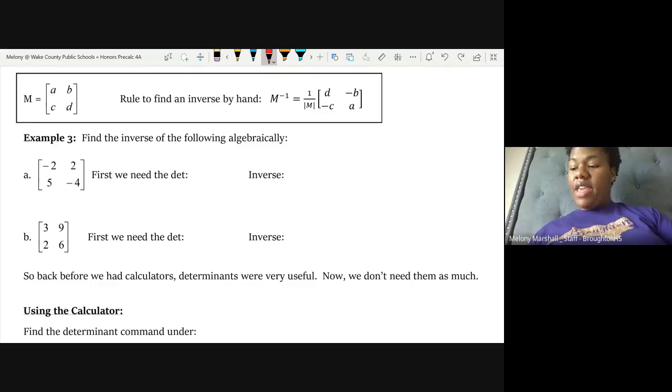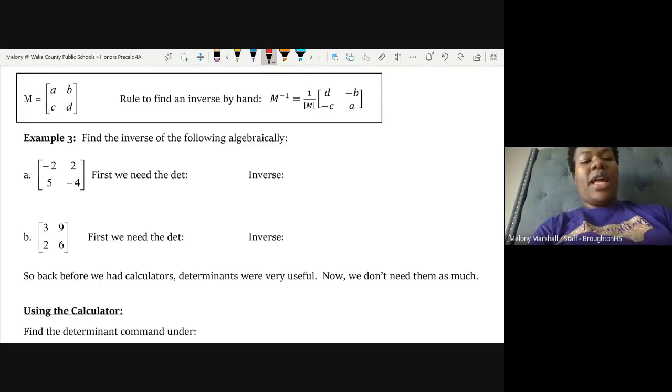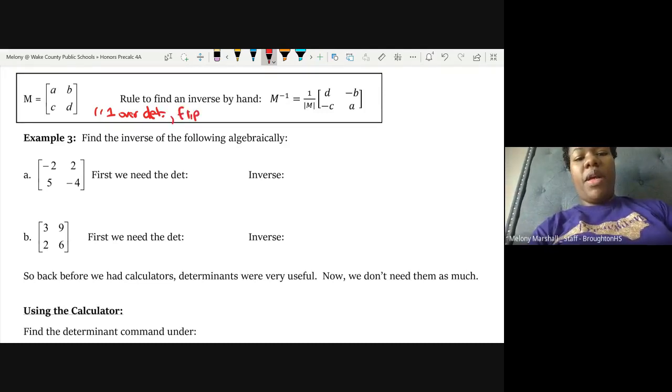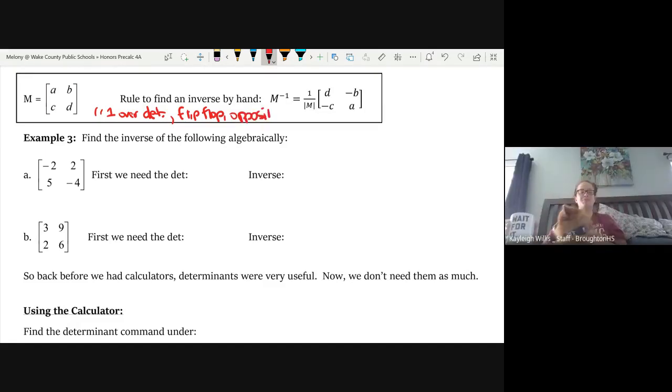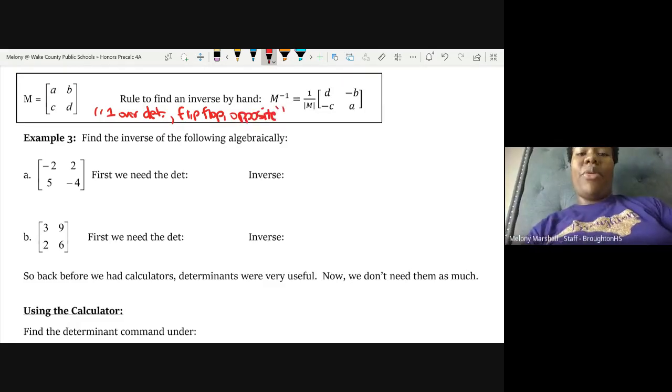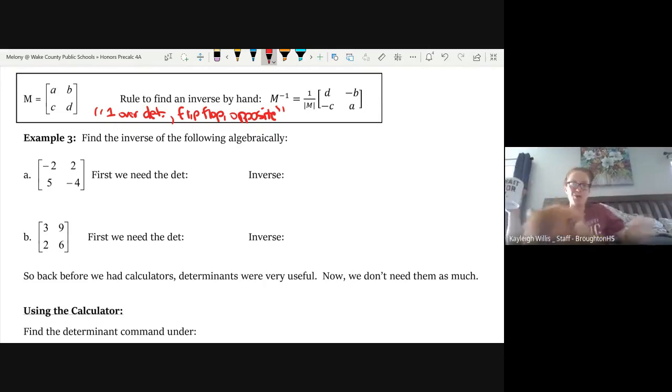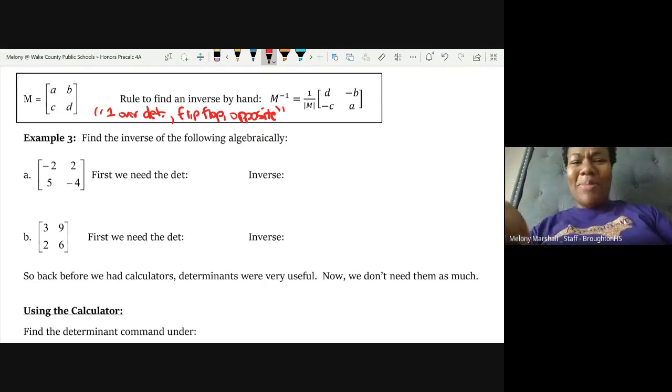When you have the rule to find the inverse matrix, here's how I like to think of it. You are going to do 1 over determinant, and then flip, flop, opposite. That's how I remember: 1 over determinant, flip, flop, opposite.